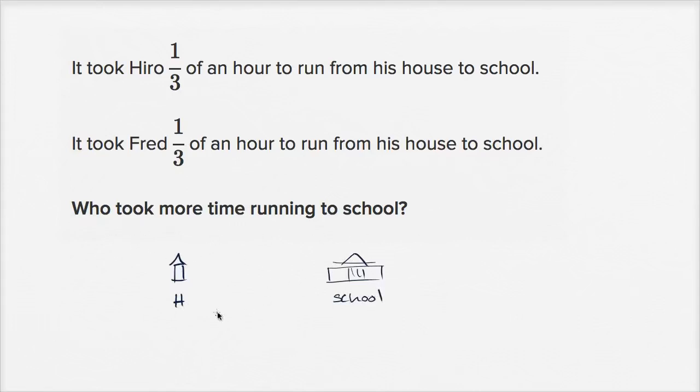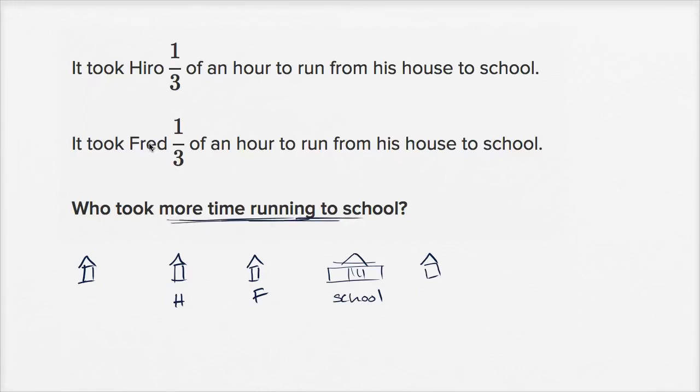And you might say, okay, well, maybe Fred's house. Who knows where Fred's house is? Fred's house could be here. It could be there. It could be over here someplace. We don't know where Fred's house is. We don't know if it's closer or further away than Hero's house. So you might be saying, oh, we don't know. But remember, they're not saying whose house is closer or further away, or even who ran faster. They're telling us who took more time running to school.